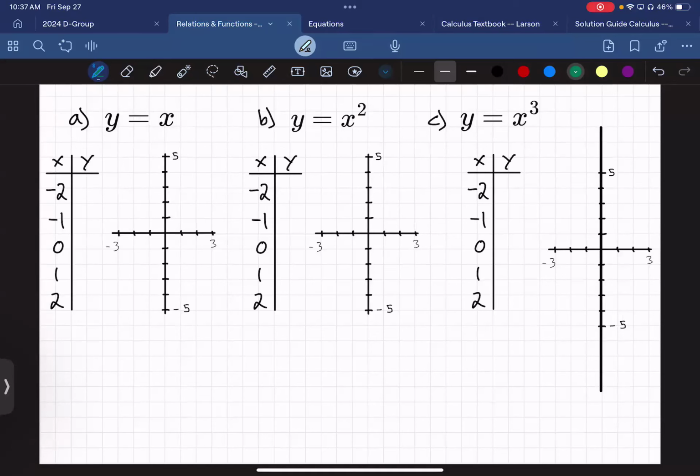But hopefully we'll see here that when I plug something into this first one, I get the same thing back. All right, it is linear. This one, you might see called the identity function, because whatever you plug in, you get the same exact thing back.